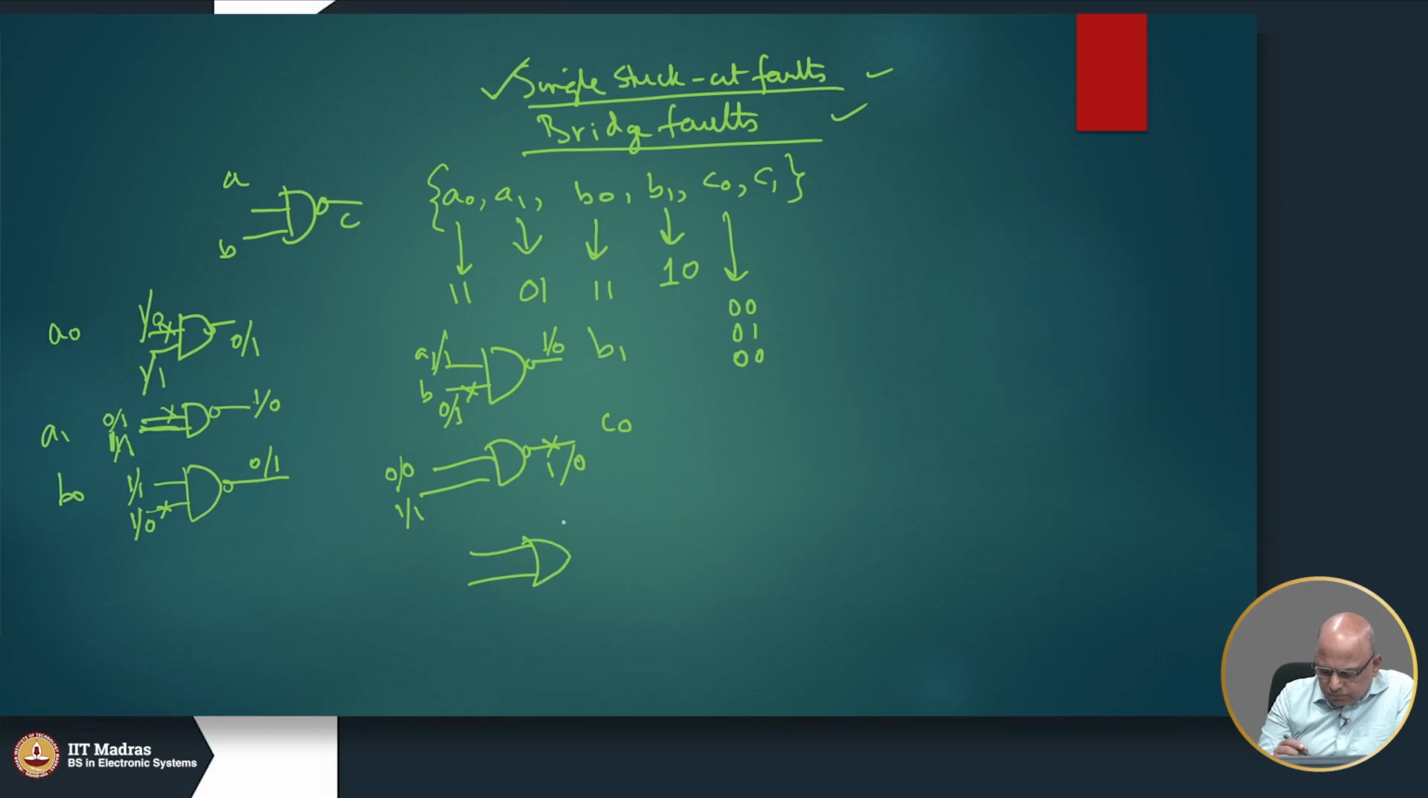Then last but not the least, we have C stuck at 1. That means the good circuit should produce a 0, but the faulty circuit will produce a 1. So, here the test is 1 1. So, a good circuit will produce a 0, but a faulty circuit will produce a 1 because there is a stuck at fault at the C.